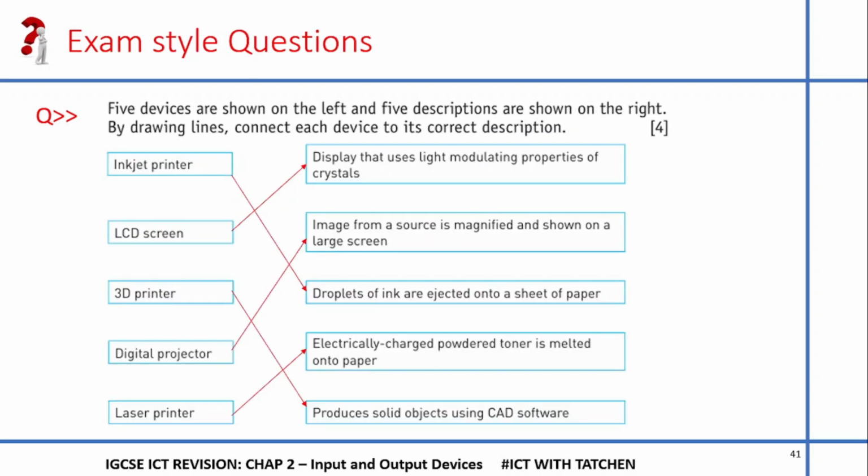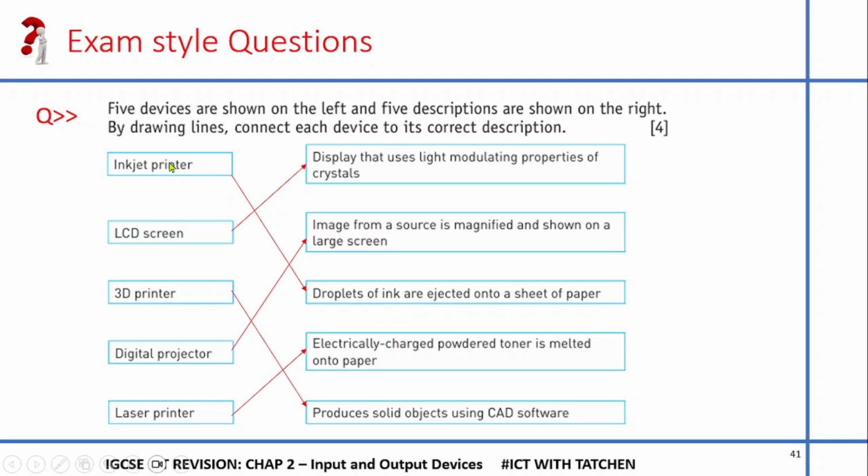The next question is about matching these different items: inkjet printer, LCD screen, 3D printer, digital projector, and laser printer, to the appropriate description. I always say these are easy 3 marks. You shouldn't lose them. Start with what you know and eliminate it, and you'll be left with things you don't clearly know, which you can then easily guess. But that said, read well and try to know as much as you can.